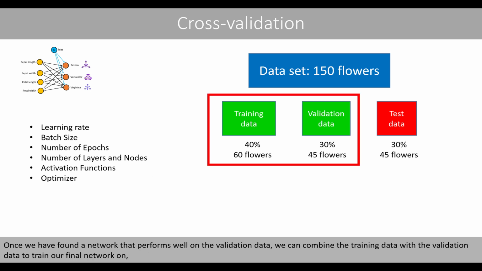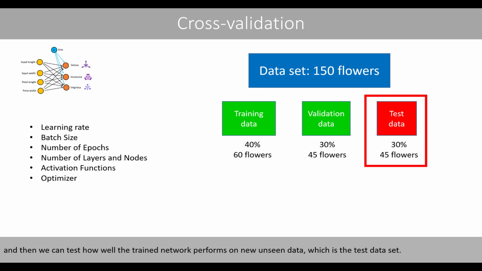Once we have found a network that performs well on the validation data, we can combine the training data with the validation data to train our final network on. And then we can test how well the trained network performs on new unseen data, which is the test dataset.